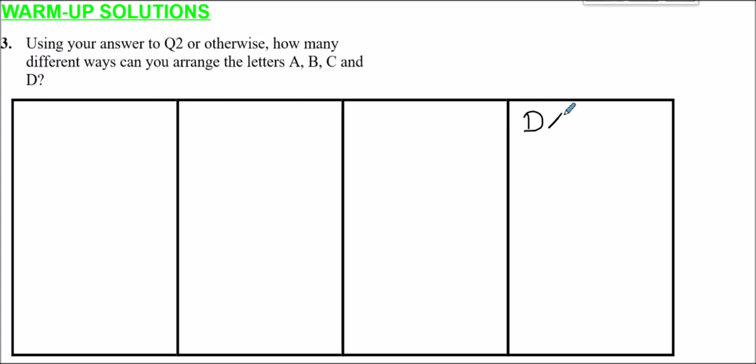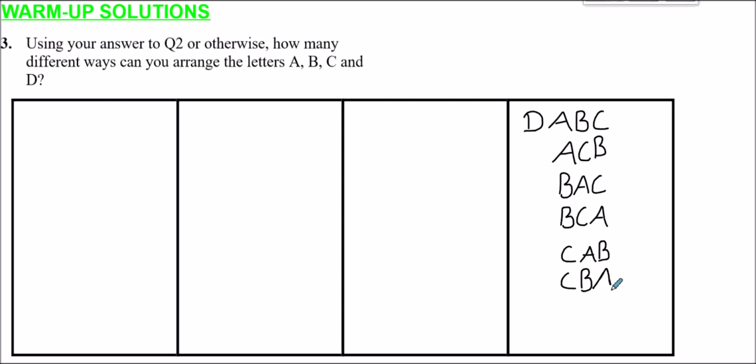What we had before from question 2 was ABC, ACB, BAC, BCA, CAB, and CBA. So just imagine the D just being popped on the front of all of these. So that would be 6 ways there.